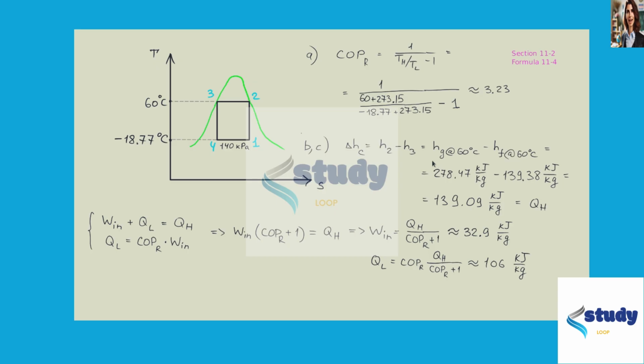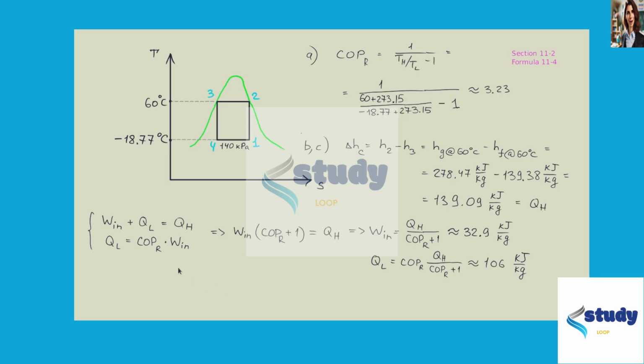So in state 2, the refrigerant is a gas at 60 degrees Celsius, and at state 3, it's a liquid at the same temperature. You can take these values from the table. The answer is approximately 139.09 kilojoules per kg. This is the amount of thermal energy rejected by the heatsink.